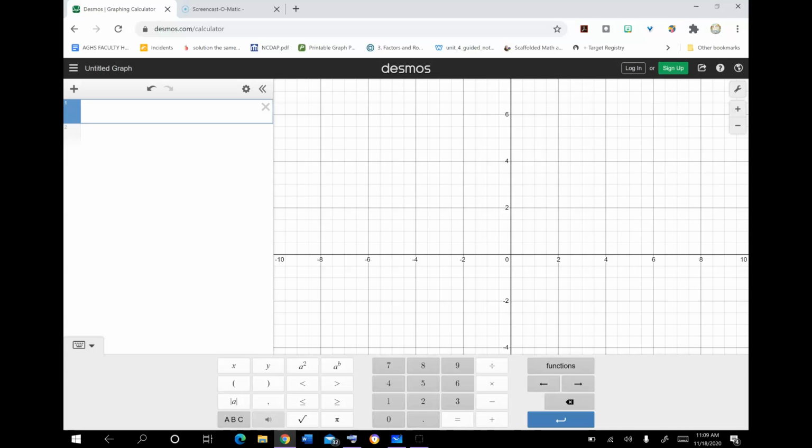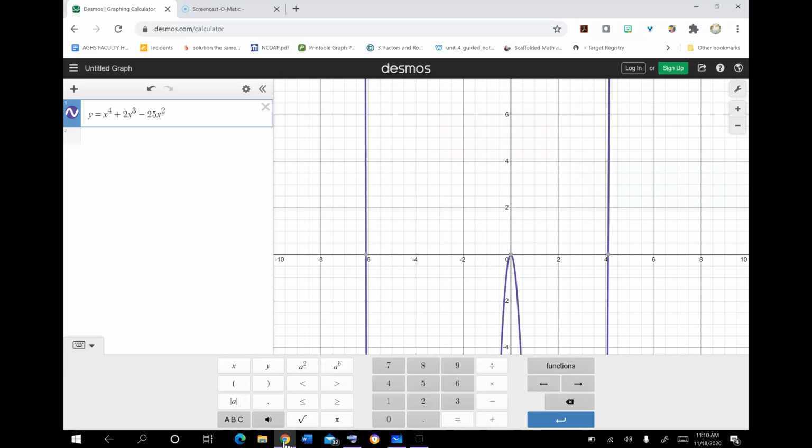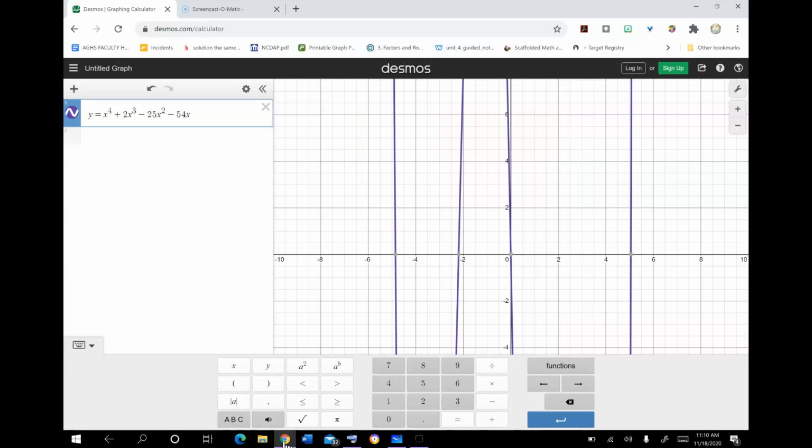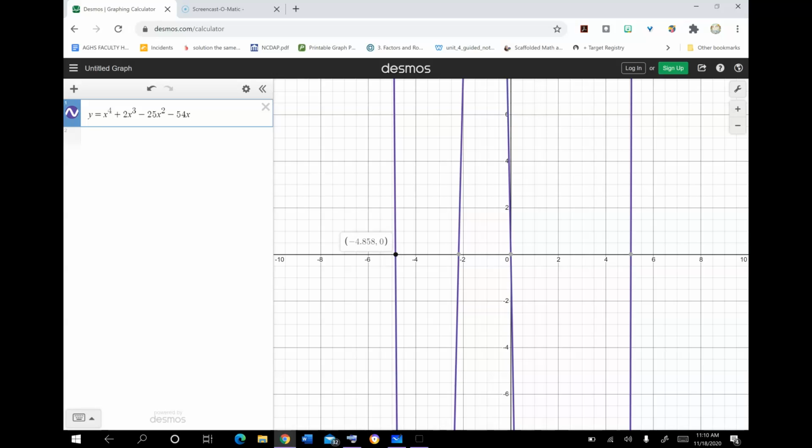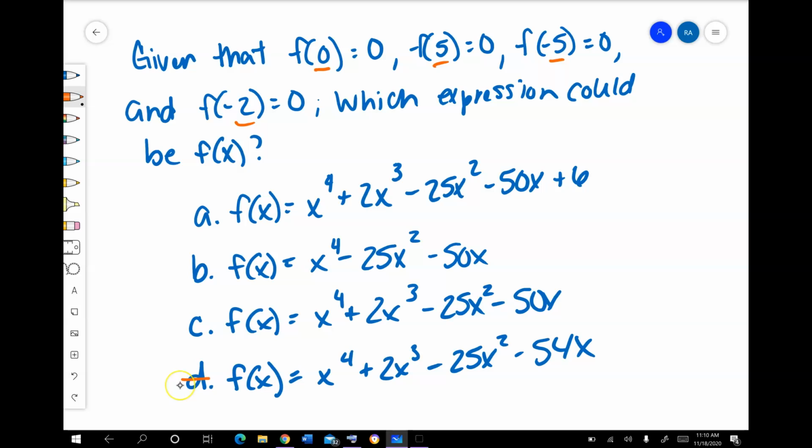If you want to shuffle it out, we could start with D. So it's going to be y equals x to the 4th plus 2x cubed minus 25x squared and then minus 54x. All right, I'm looking for 0, 5, negative 5, and negative 2. Well, I already got it canceled out because we know we didn't have any decimals, right? So D is not your option.